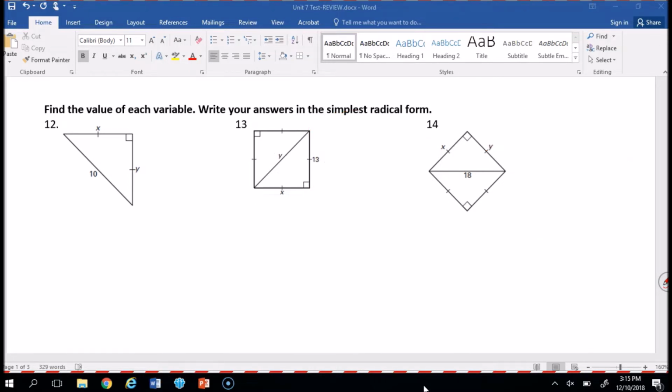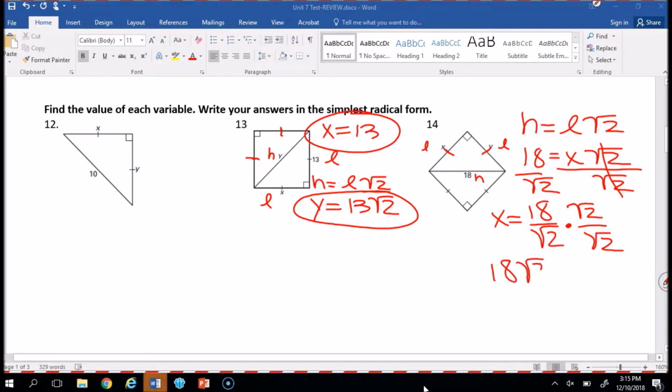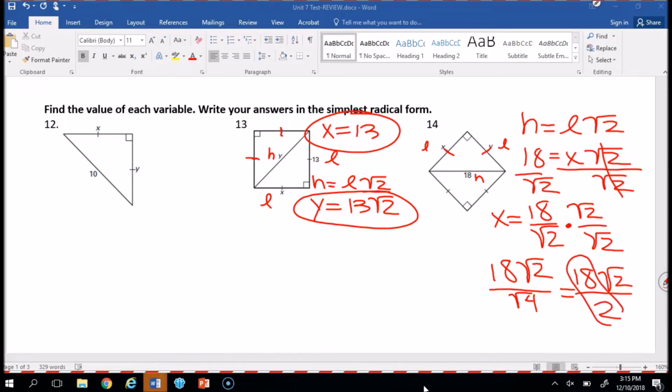That's going to get us 18 square root of 2 over the square root of 4. And we can take the square root of 4, so that's going to be 18 square root of 2 over 2. And again, these two can be reduced. So that's going to give us 9 radical 2. So here, x is equal to 9 square root of 2, and so is y, because again, those legs are congruent.